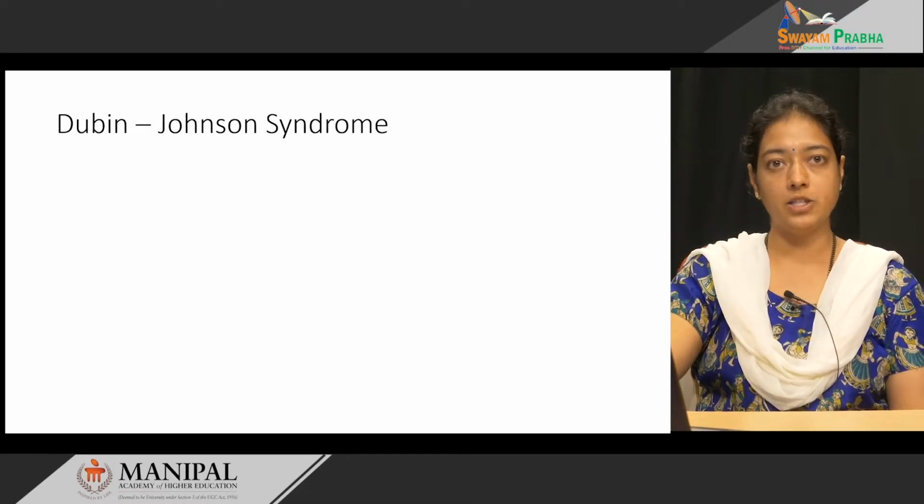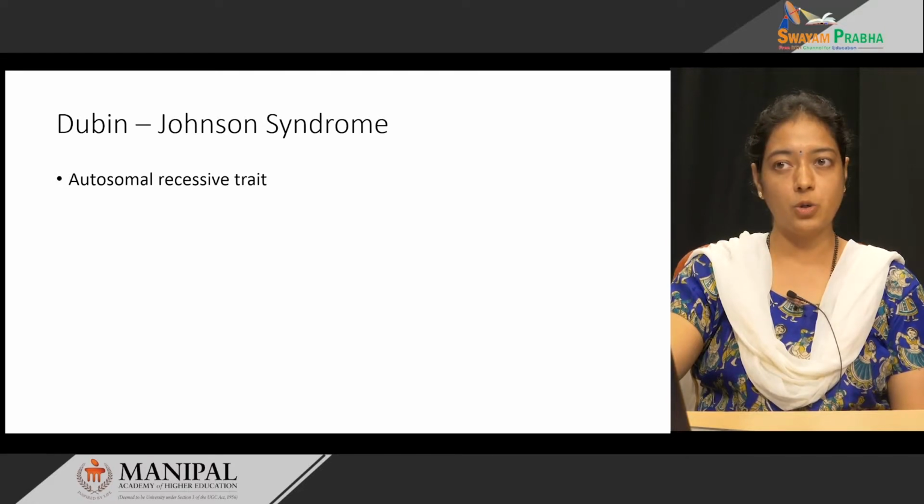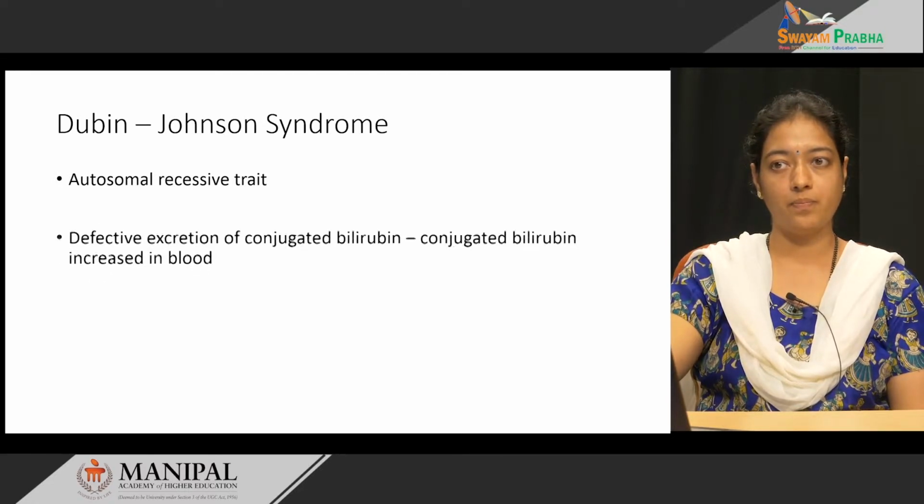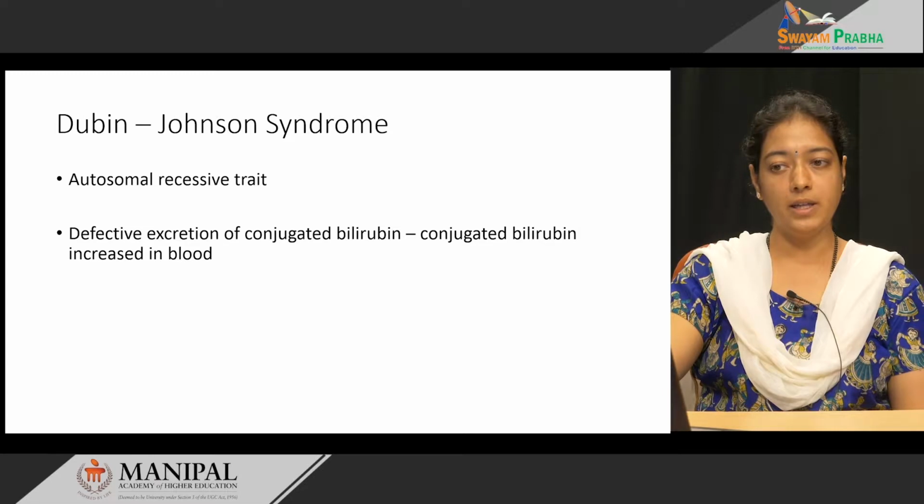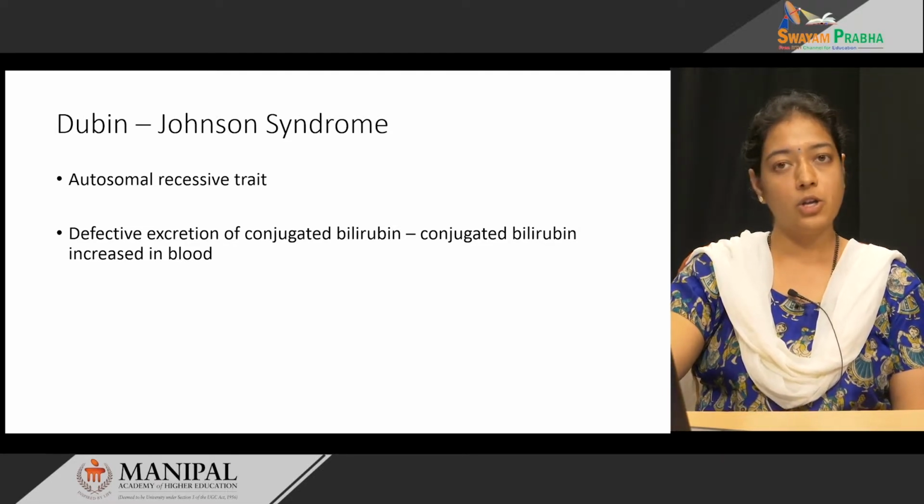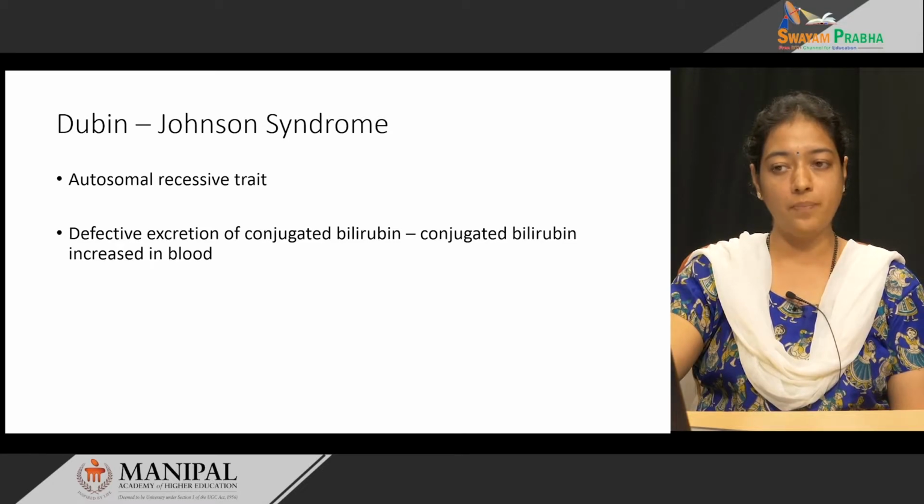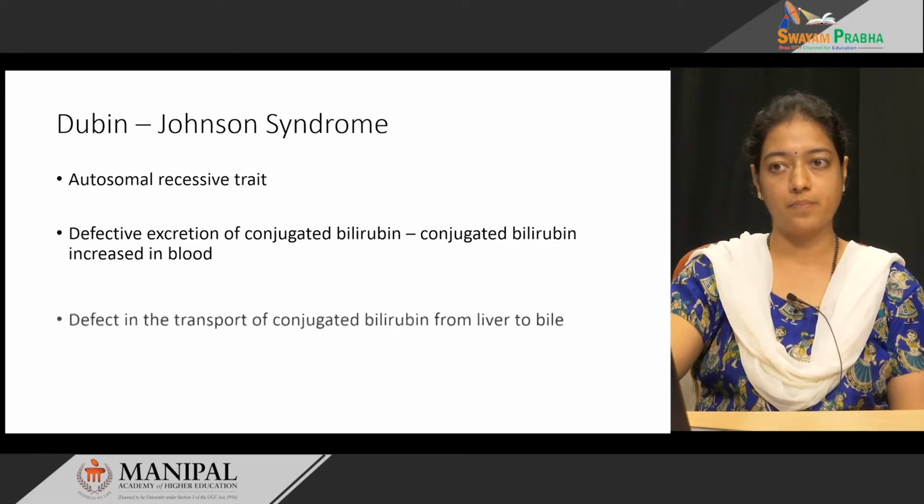The third congenital hyperbilirubinemia is Dubin-Johnson Syndrome. It is an autosomal recessive trait. The problem here is a defect in the excretion of conjugated bilirubin. Conjugation is happening normally, but there is a defect in the excretion of this conjugated bilirubin. So, the level of conjugated bilirubin increases.